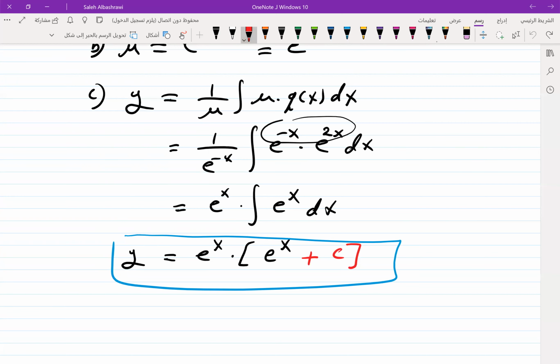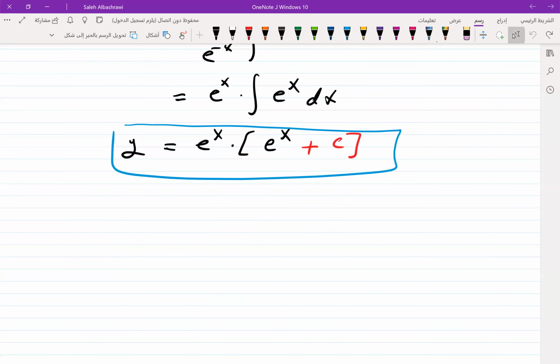Let's take another example, number 2. Try to solve the equation y prime plus y equal to sine e to power x. Let's try to solve this differential equation.